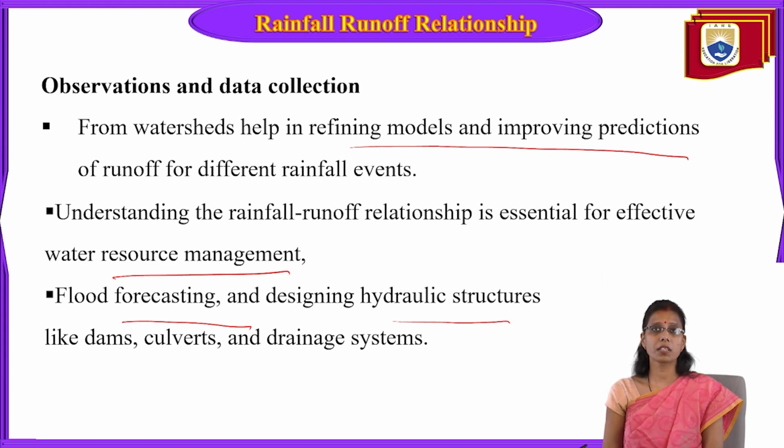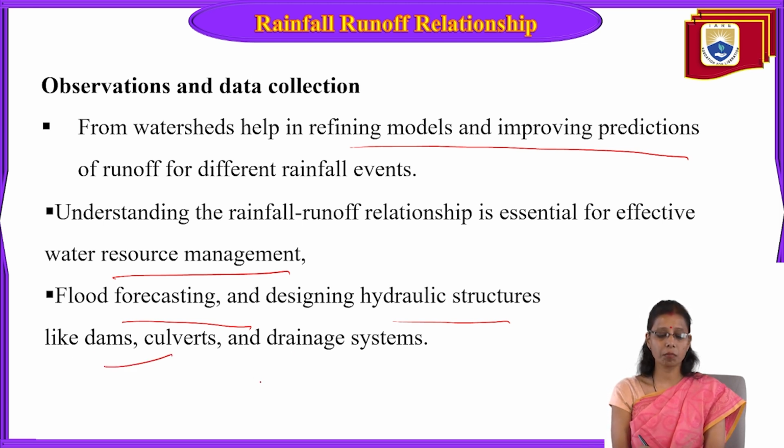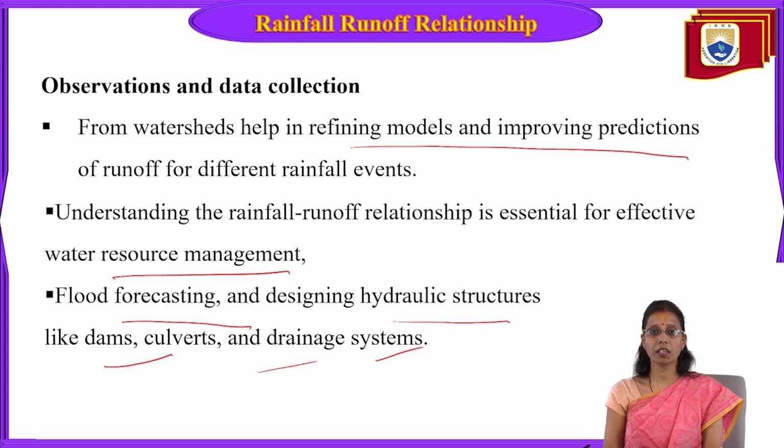So observations help in refining the models and improving the predictions of runoff in different rainfall events. We can understand the rainfall runoff relationships, which are essential for effective water resource management, flood forecasting, and designing hydraulic structures like dams, culverts, and drainage. Because once you know the rainfall runoff relationship, how much rainfall is going to occur in an area and how much runoff there is, then we are able to find out the total amount of rainfall over there, and what problems we are going to face, whether such an area is going to be flooded or not.